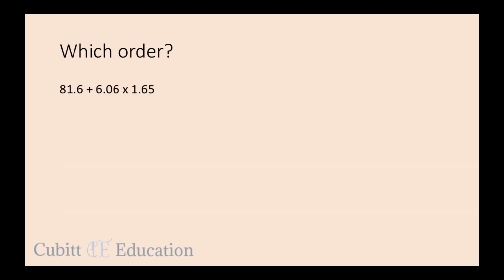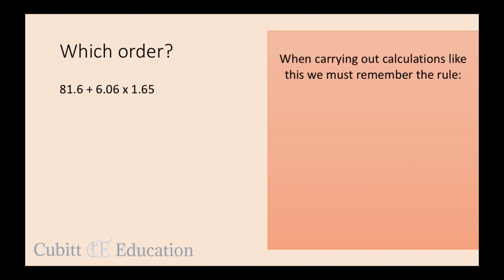So now you're being asked this question: 81.6 plus 6.06 times 1.65. And you have to make sure you do this in order. You can't just do it as you see it. You can't add and then times. So the order you need to know is using a rule called BIDMAS. When carrying out calculations like this, we must remember BIDMAS.